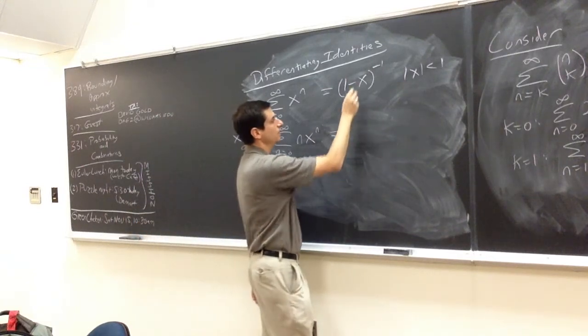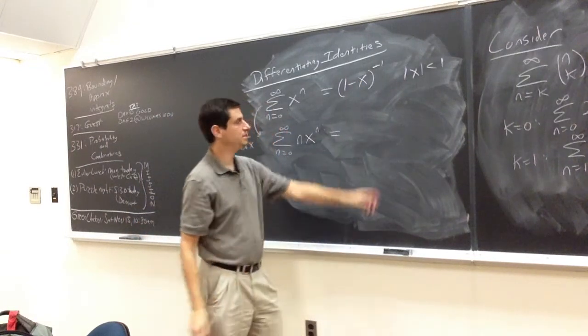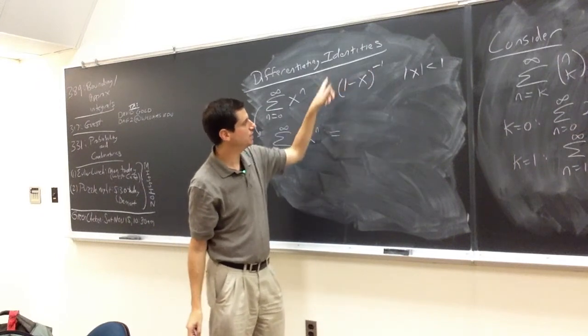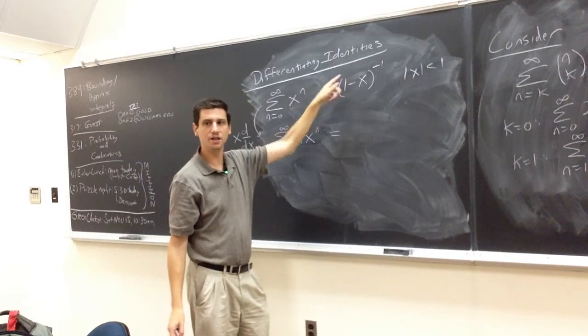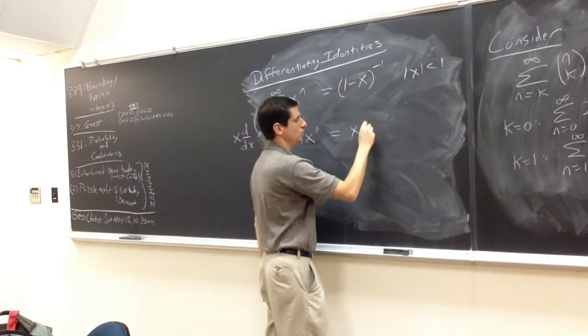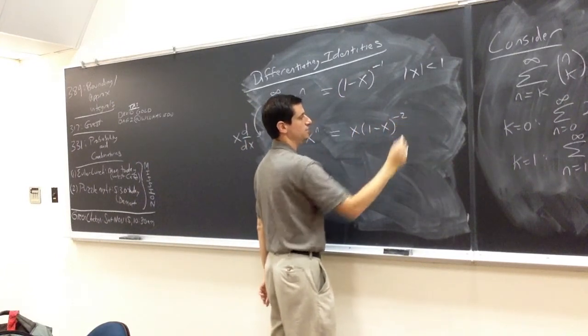And so over here, I now take x, I apply d by dx. I get x times negative 1, 1 minus x to the negative 2. The derivative of this is a negative 1. The negatives reinforce, and I get x, 1 minus x to the negative 2.